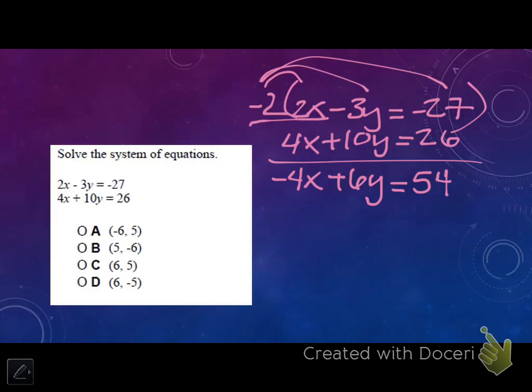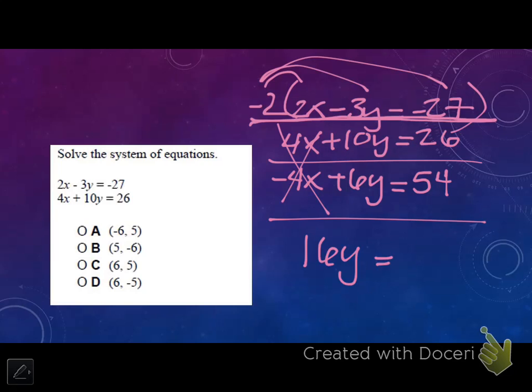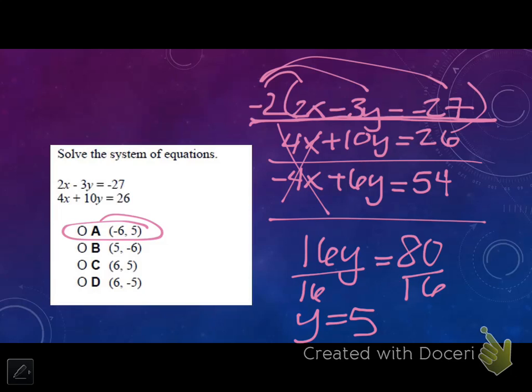Okay, now I'm just going to add, so I don't have to rewrite it. Okay, my x's will cancel. So I'll get 16y is equal to 80. Divide both by 16. Y should equal 5. Looks like A only has the one that y equals 5.